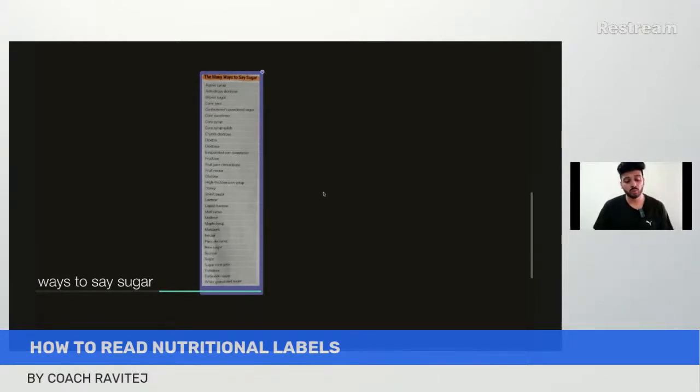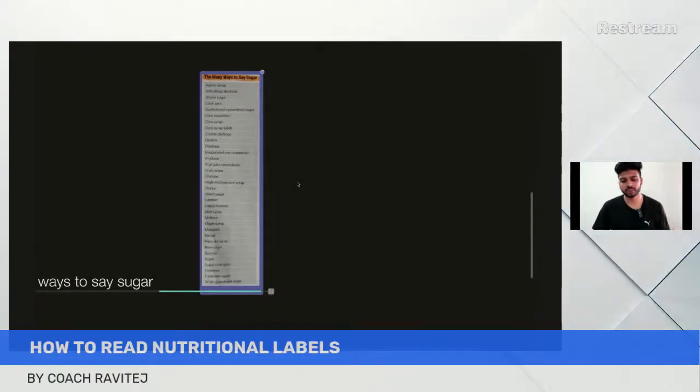Brown sugar, that's again a sugar. There is cane sugar, cane juice, that's a sugar. Corn syrup, that's a sugar. Dextrin, that's a sugar. Dextrose, that is sugar. Fructose, that is sugar. Glucose, that's sugar. Honey, these all are the ways they are telling this is sugar. Lactose, this is again sugar. Liquid fructose, maltose, maple syrup, nectar, raw sugar, sucrose, sugarcane juice.